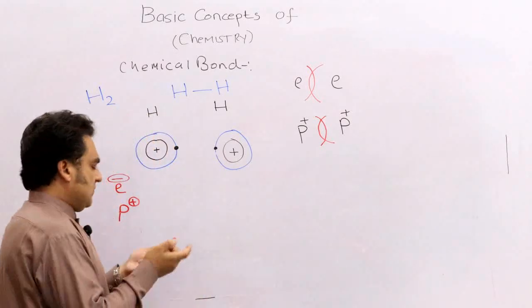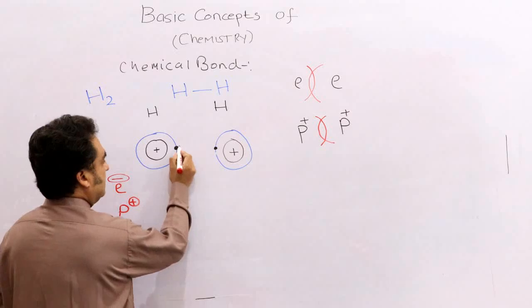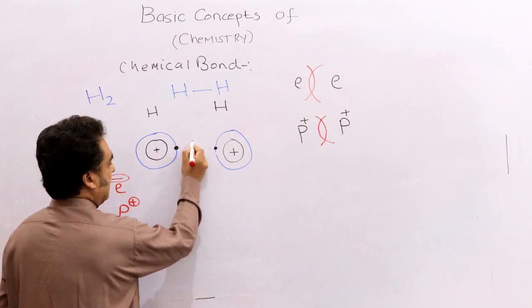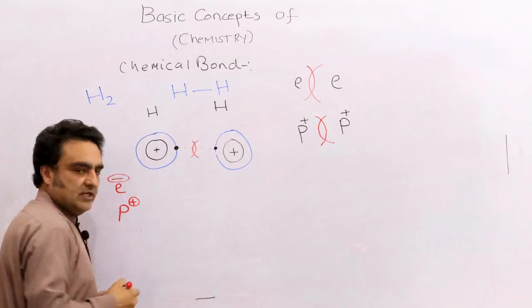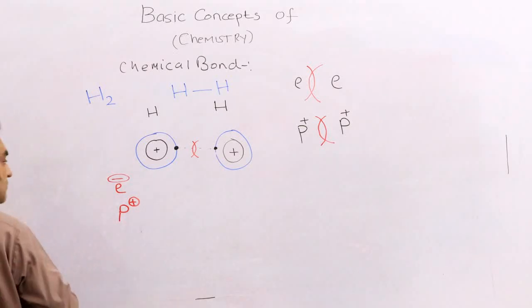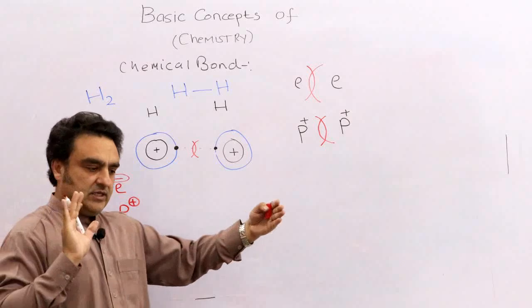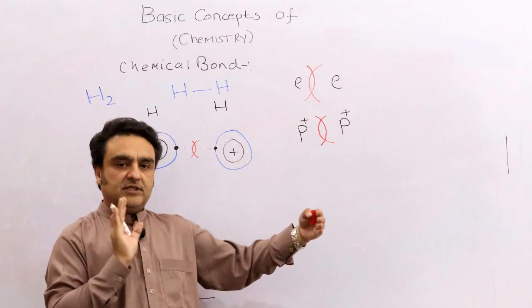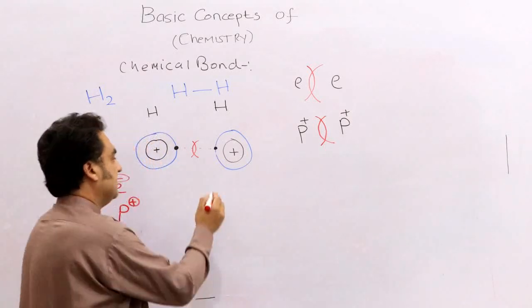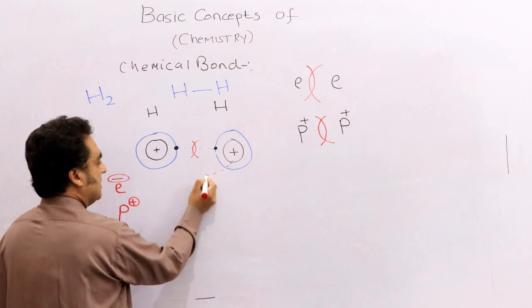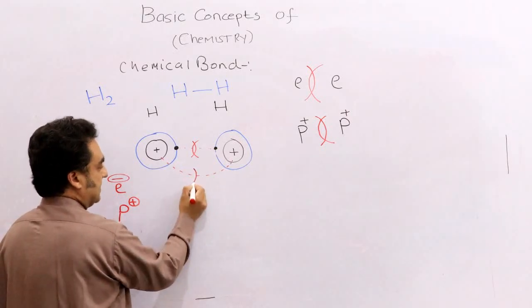Okay, as you know, this electron and this electron will repel each other. Now what about those protons? When those atoms come near each other, they will start repelling each other. Those protons will also repel each other.